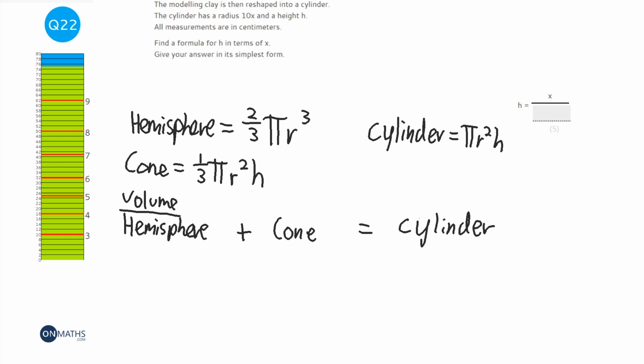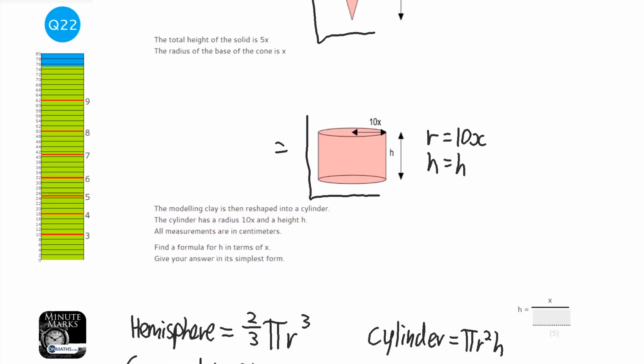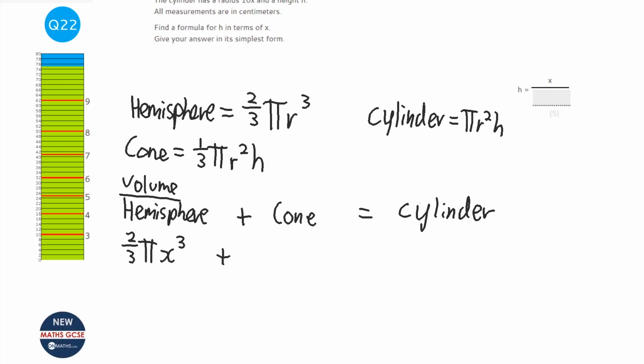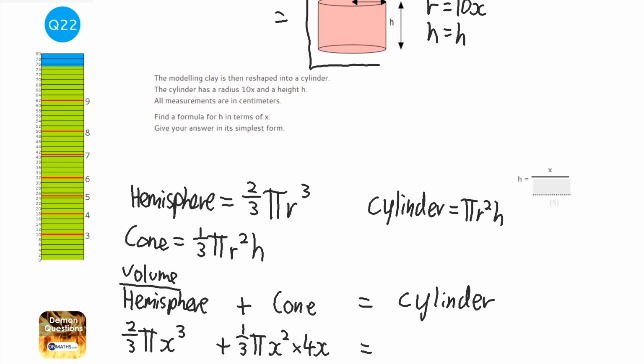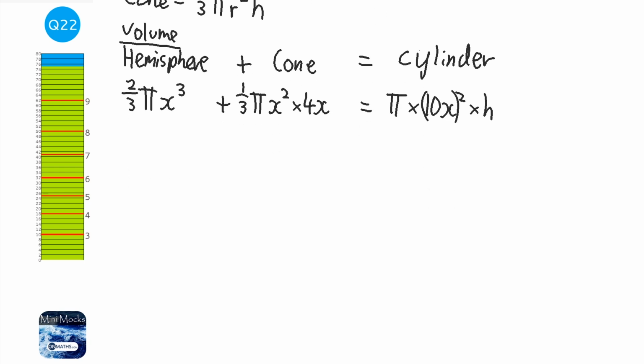So hemisphere is 2/3 pi, and we said that x was the radius, so x cubed, brilliant. So plus the cone, now what did we say the height of the cone was? We said the height of the cone was 4x. So it's going to be 1/3 pi x squared, because the radius is x, times 4x. Let's double check that. Always double check. Yeah, it is. Okay. So the cylinder is pi, and what's the r? So pi times 10x squared, and all of that squared, because all of that is r, times the height, so times h. Okay, so this is the formula we've got to work with.